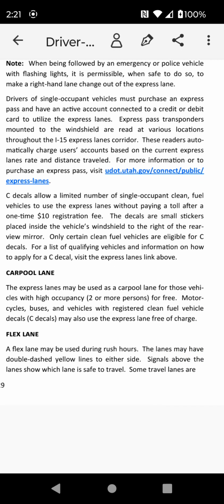All right, carpool lane, which is another word for it. The express lanes may be used as a carpool lane for those vehicles with high occupancy, which is two or more people, for free. See what I was saying? So you don't really have to buy it to use it. You just have to have at least two people in your car. All right, so remember that. You can use it for free.